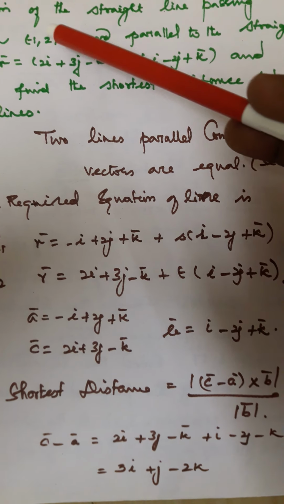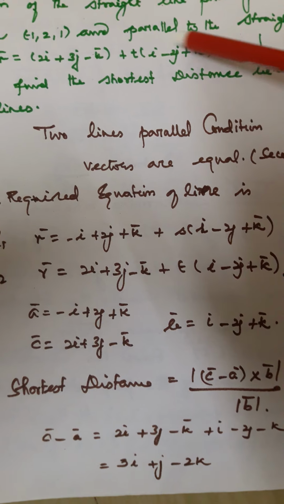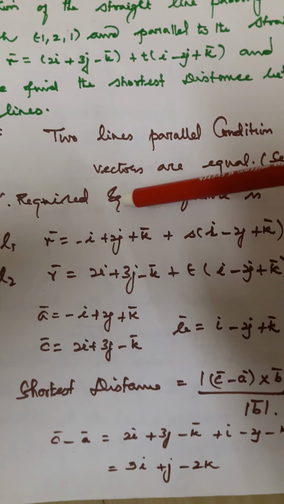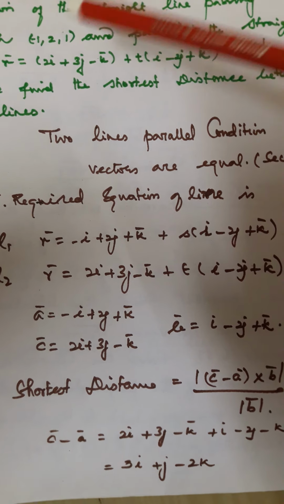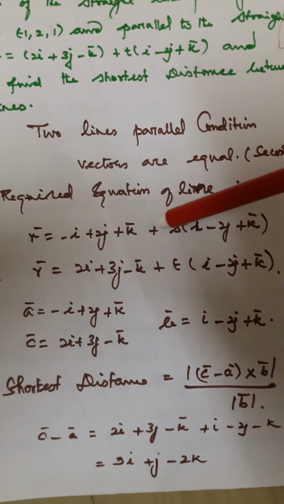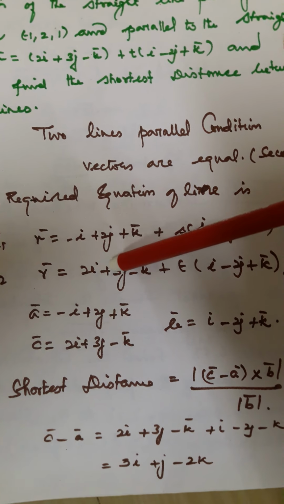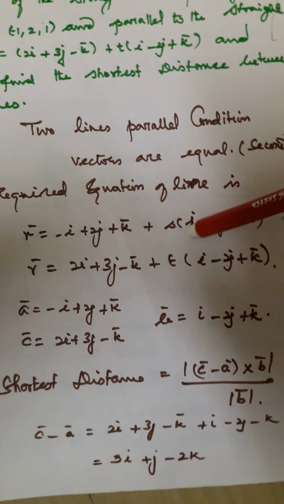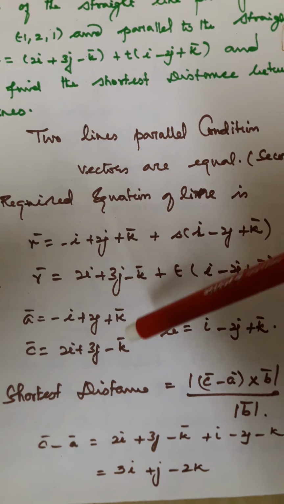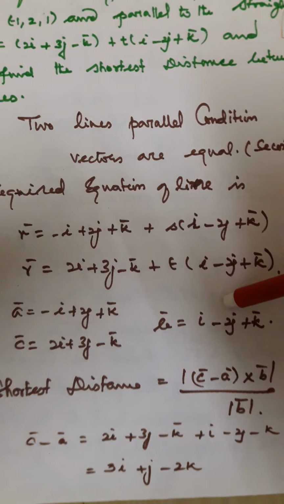So the required line point is (-1, 2, 1). The required line vector is the same as this one. So we can frame the new equation as minus i plus 2j plus k. This is your point, and the vector is s into (i minus 2j plus k). And the second line is given as 2i plus 3j minus k vector plus t times (i minus 2j plus k) vector. So we can write a vector, c vector the points, and b vector is common.